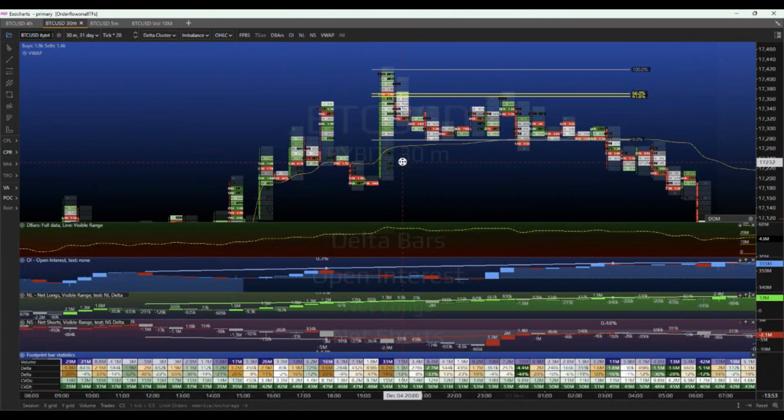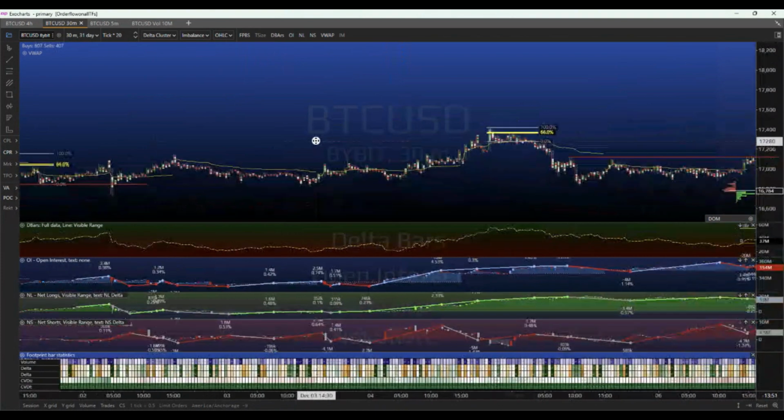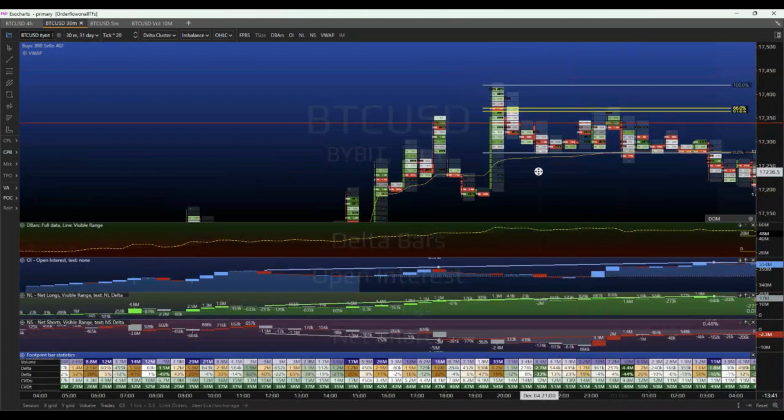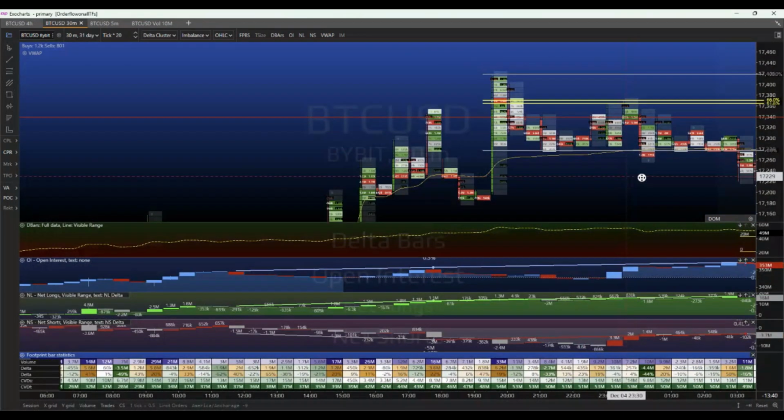Wait, did it close above? Hold on. Let's actually pay attention to that. Let's pull a trend line really quick, the top of that high to there. Did it close above? Okay, so it kind of did close above. In this case, I'd call this a failed auction.